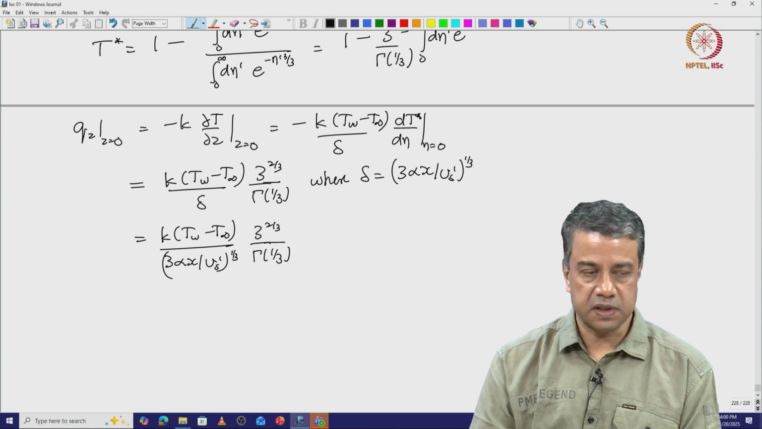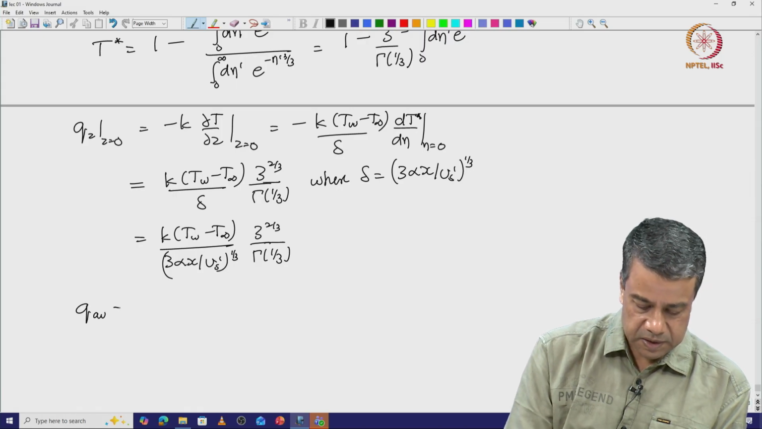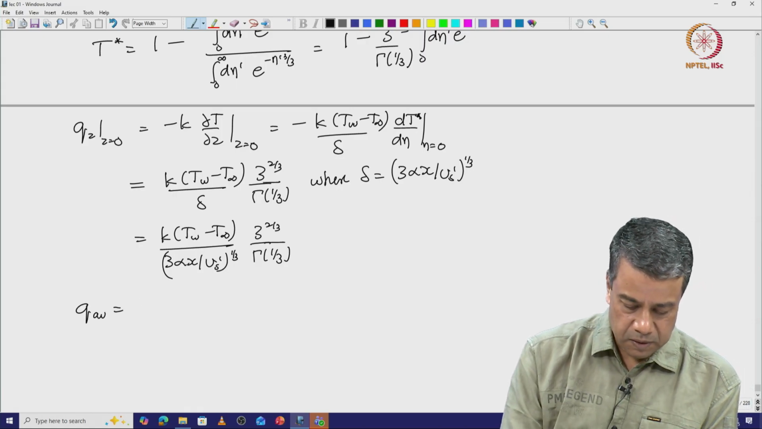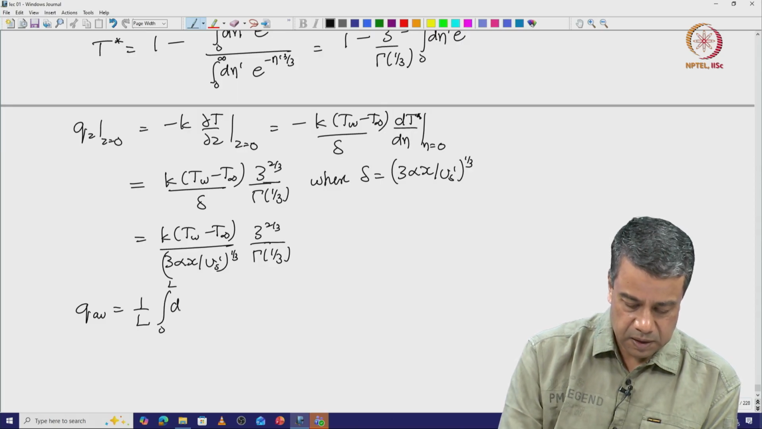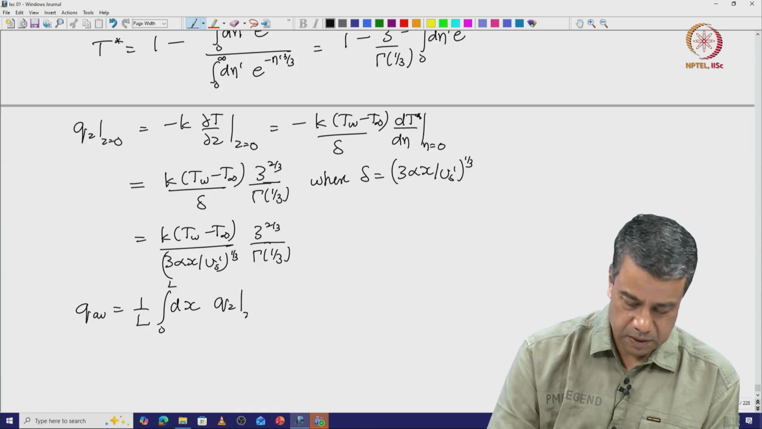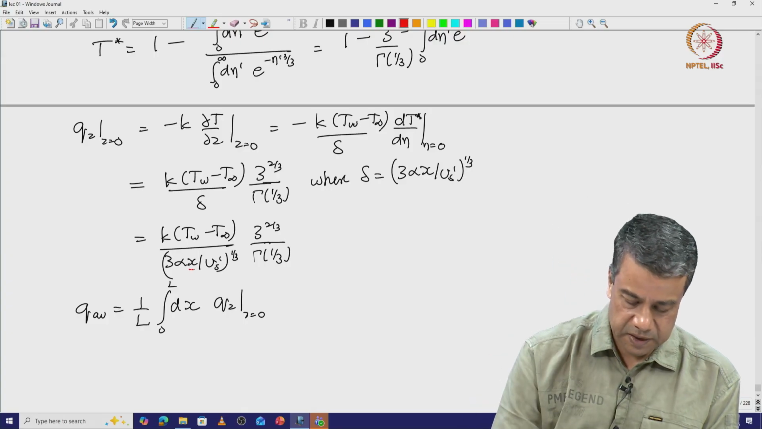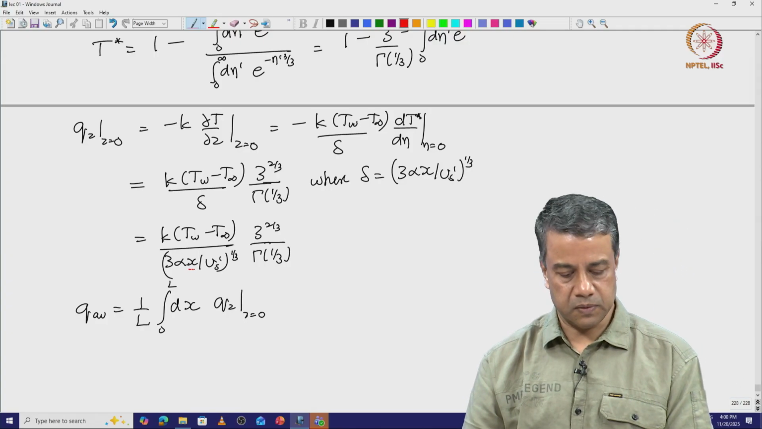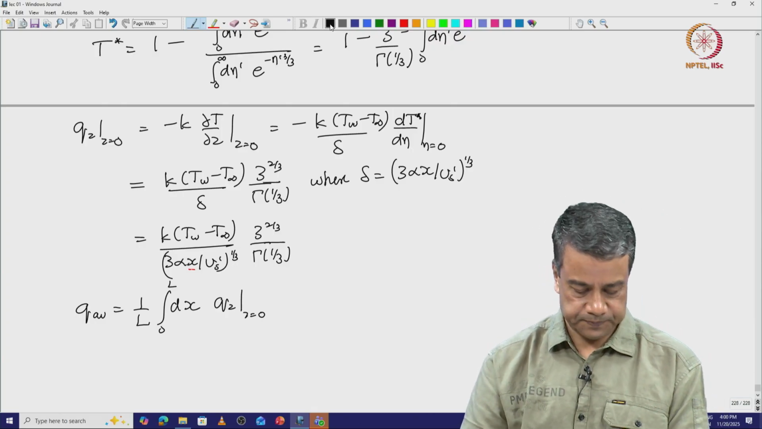What is the average heat flux? Q average is equal to 1 over the total length, integral 0 to L, dx of qz at z equal to 0, which is a function of x through the dependence of x power minus 1/3 over here.